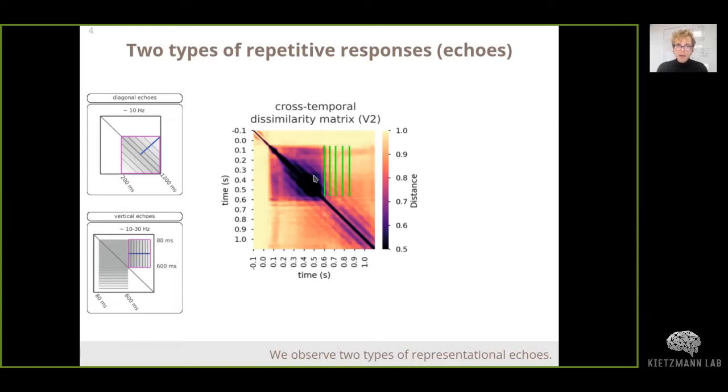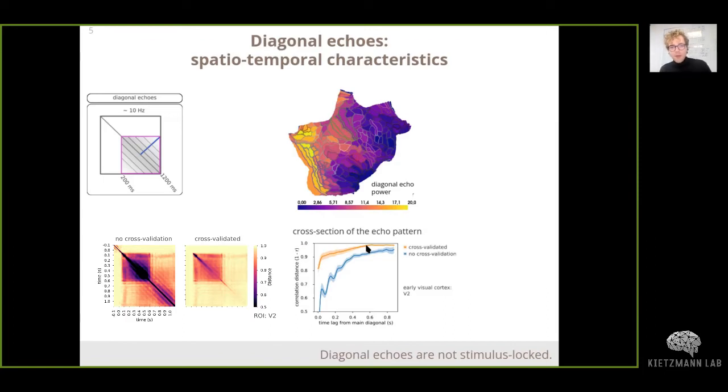And we start with the diagonal echoes. If we compute the intensity of the diagonal echoes for all of the 180 regions that we have separated in the cortical map, we can see that they are very intense in the early visual cortex and also in more parietal regions of the cortex. If we now want to better understand what's going on with the diagonal echoes, we have to find out whether they are related to stimulus information or more linked to some ongoing oscillatory process in the cortex.